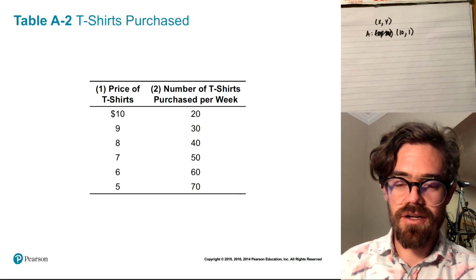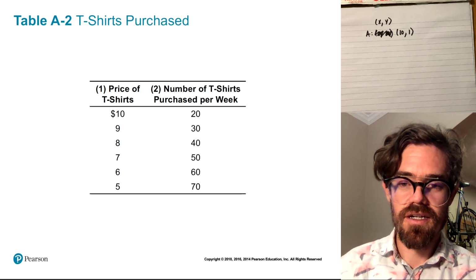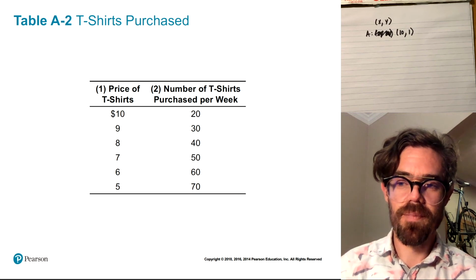All right, so there we go. We've got an indirect relationship. And as one goes down, the other goes up. So they're moving in opposite directions. And then the price is the independent variable, and quantity of t-shirts purchased is the dependent variable.